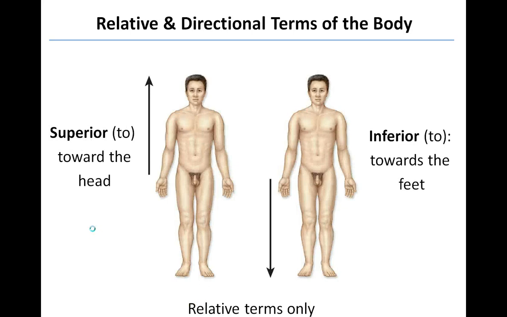Superior and inferior, they're other directional terms of the body. Superior is implying towards the head, or it's above something. Inferior, towards the feet, it's typically below something. So the knee here is below the hip. So the knee here is inferior to the hip, whereas the hip is superior to the knee.